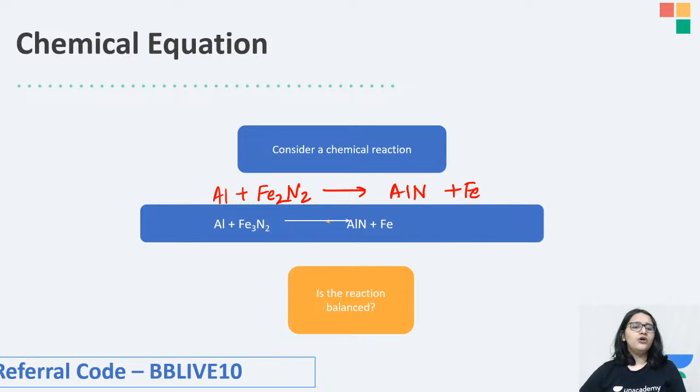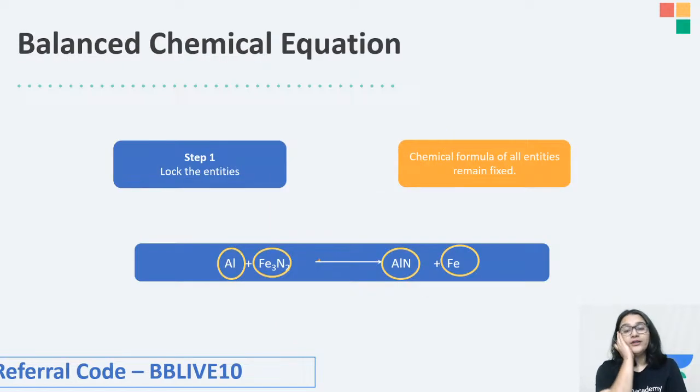Just say yes or no. Are the number of aluminium on the right hand side and the left hand side equal? Are the number of iron equal? Are the number of nitrogen equal? So aluminium is equal, but iron and nitrogen are absolutely not equal on the left and the right hand side, right? So the reaction is absolutely not balanced. It is not balanced. Very good, Rashi. Very good, Mehek. So what do I do now?